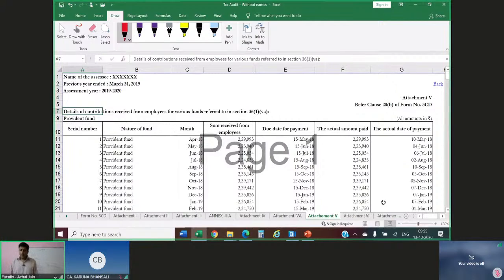Then the actual date of payment. So even though the due date was 15th, whether it was actually paid on 15th or 20th or 7th or 8th, whatever was the actual date, that is required to be reported over here.